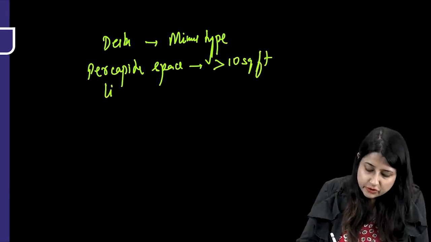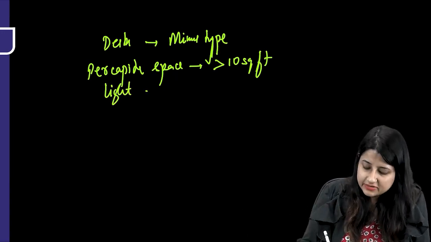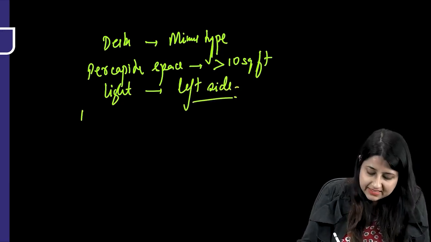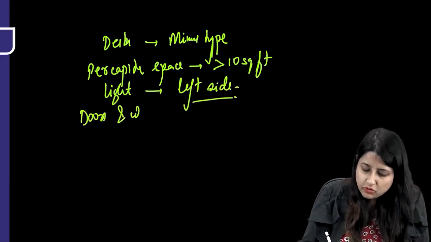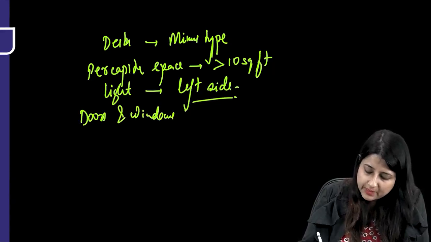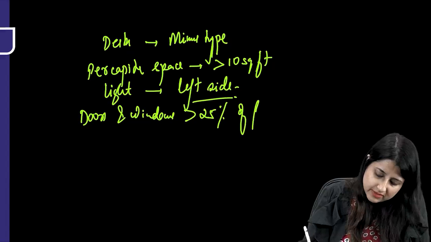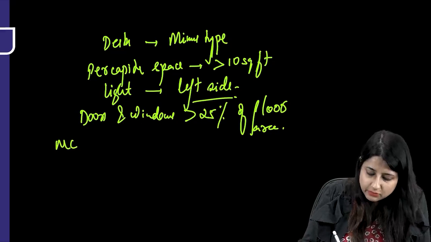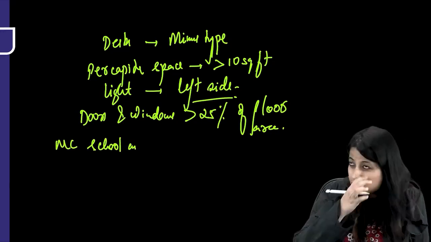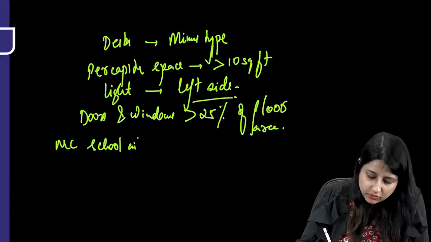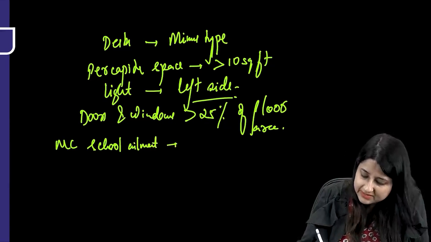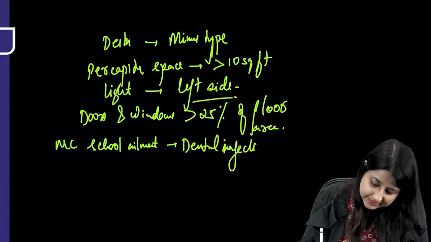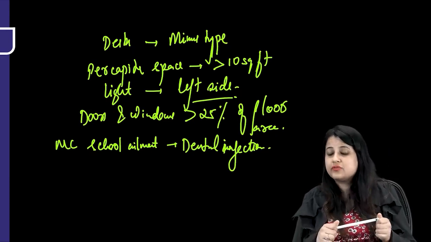Most of us are right-handed, so light should come from the left side. These are certain bare minimum things that you should know for school health services. Door and window should occupy more than 25% of floor area. The most common school ailment, or most common infection reported from schools, for examination, please remember, is dental ailments. Dental infections, you can say.